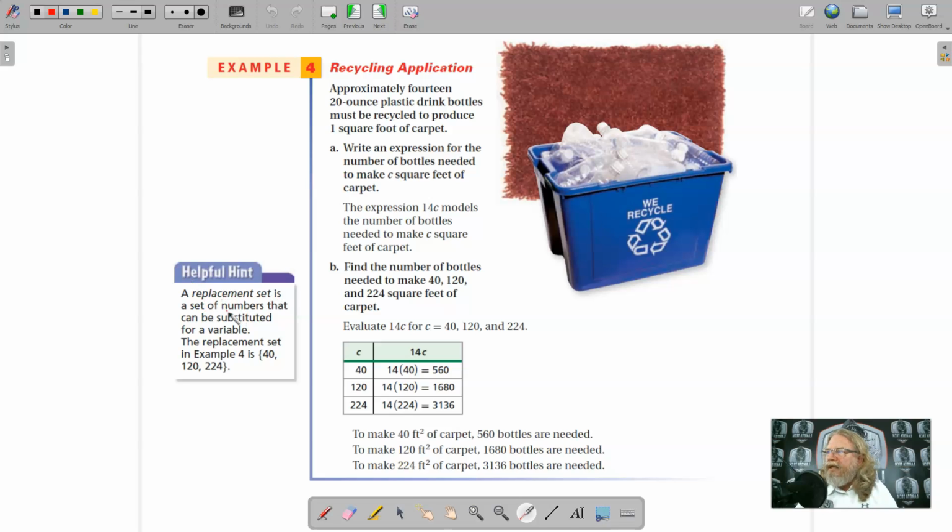Over here in our helpful hint, they talk about replacement sets. A replacement set is a set of numbers that can be substituted for a variable. The replacement set in example 4 is {40, 120, 224}. And this is what we would call roster notation, using the brackets and separating each element of the set with commas. That would be roster notation. It lists every item in that set.